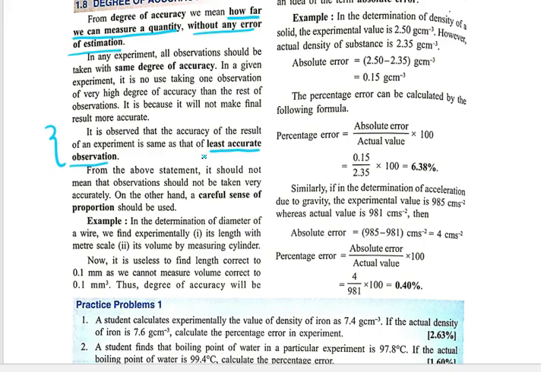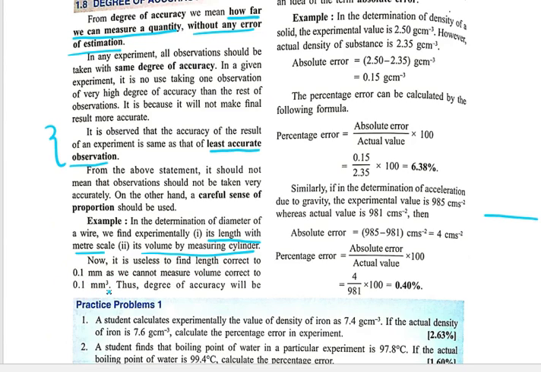Suppose we take one example. Suppose it is said that in the determination of the diameter of a wire, obviously the wire will be very thin. To find the diameter of a wire we find experimentally its length with a meter scale and its volume by a measuring cylinder. Now it is useless to find length correct to 0.1 millimeter as we cannot measure the volume correct to 0.1 millimeter cube. Okay, fine.